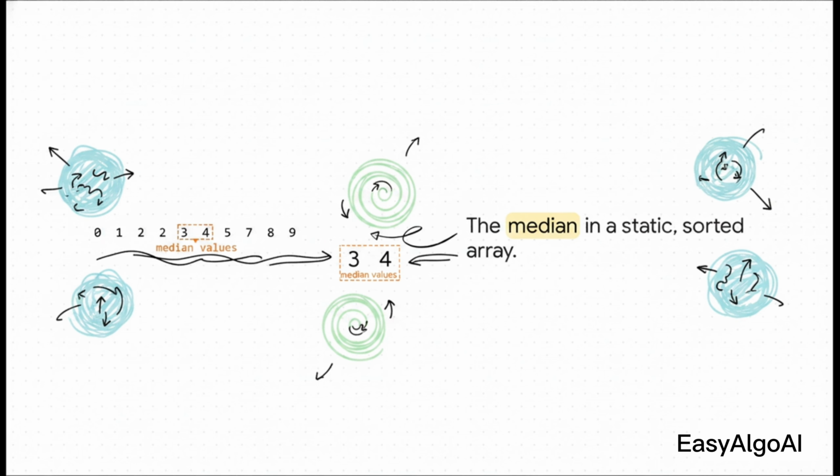Here, our middle values are 3 and 4. Now, the stream obviously isn't static, but this actually hints at our ultimate goal. We don't actually care if the 0, 1, and 2 or the 5, 7, 8, and 9 are perfectly sorted amongst themselves. We literally only care about isolating those central values.